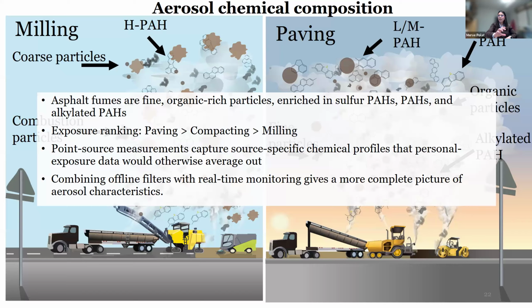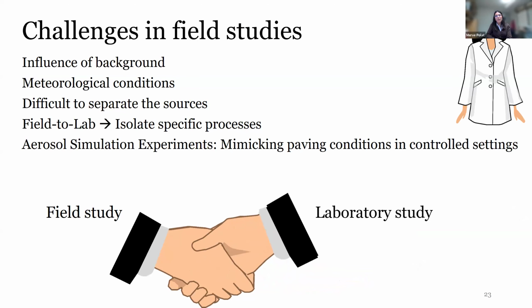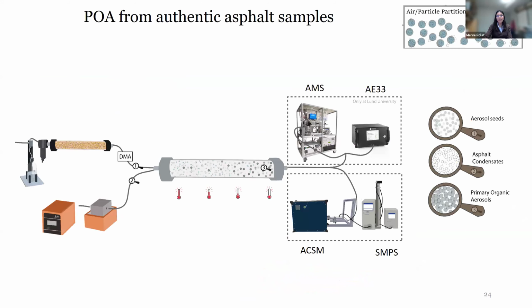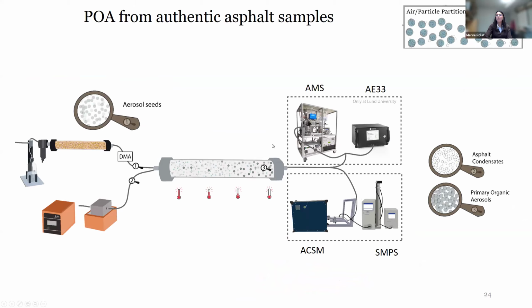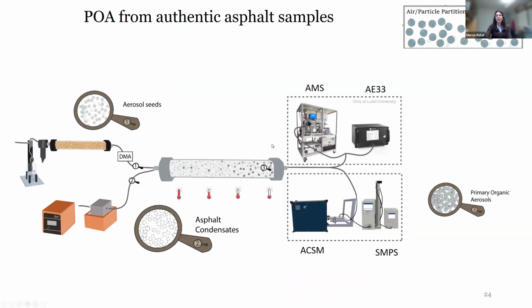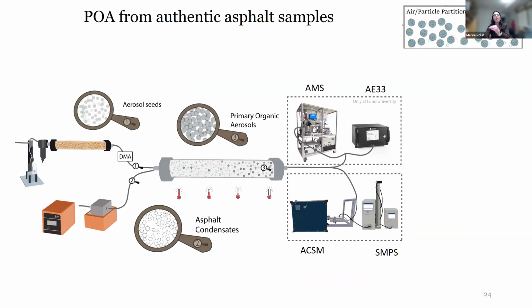But there's always some problems in the field. And that's why I'm also doing a lot of laboratory work where I look more into these processes. An example is here, where we look into these PUA particles. For example, number one here, you have the aerosol seeds, you have the asphalt condensate, they go through a flow tube, and then you start forming these PUA particles.